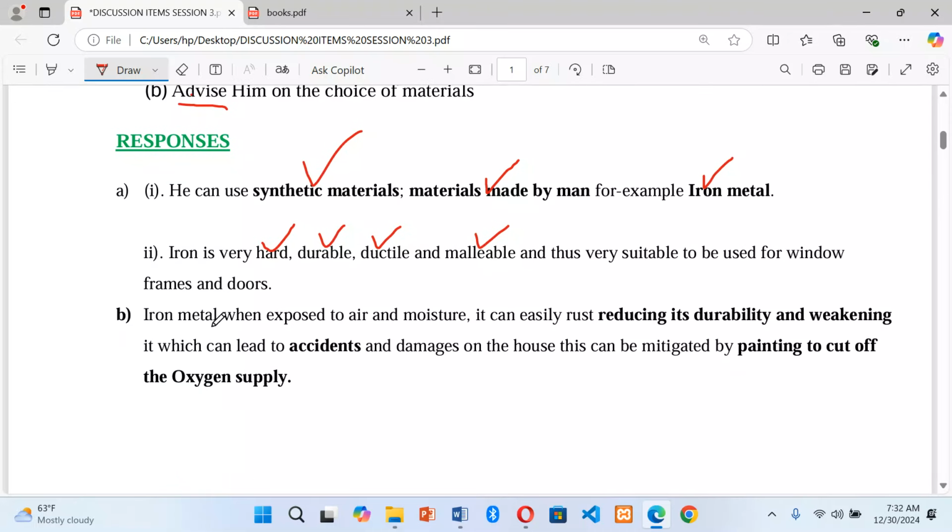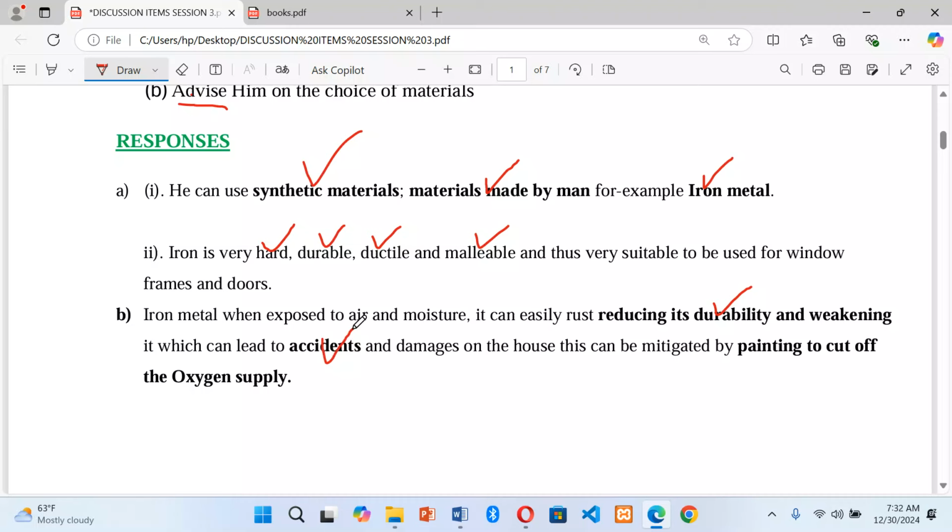So we're saying that iron metal, when exposed to air and moisture, can easily rust, so that is the danger, reducing its durability and weakening it. When it reduces its durability and weakens it, it can lead to accidents and damages on the house.